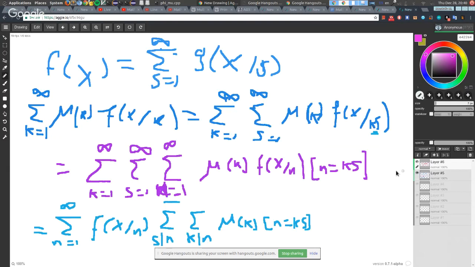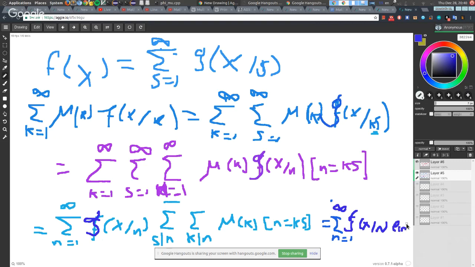Basically, if we get back to here, this is equal to the summation for n equal 1 to infinity. Oh, I'm sorry, actually here I should have put the g. I always make this mistake. This is g, and this is g. Here the summation from n equal 1 to infinity of g of x over n times e of n. All the e's will be equal to 0 unless n is equal to 1, so basically this is equal to g of x.